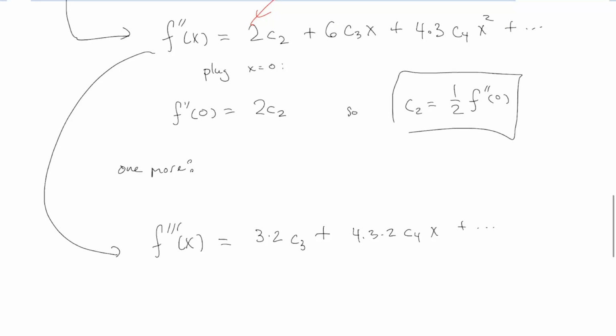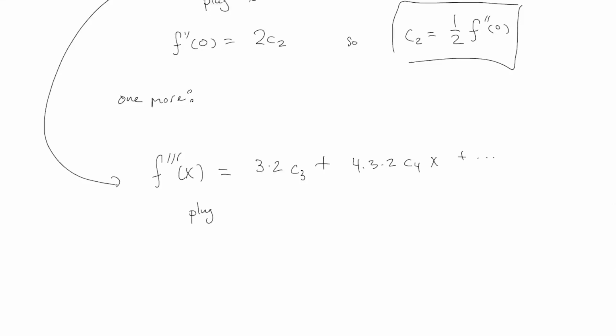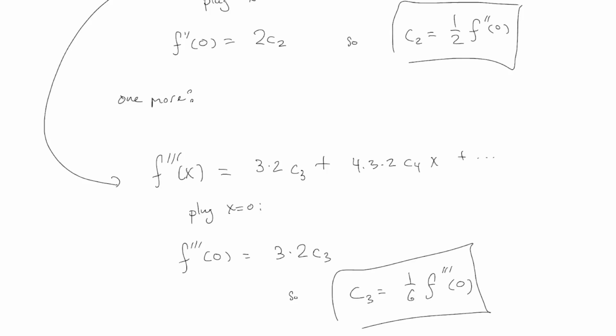Perhaps you can. Anyway, when we plug in x equals 0 here, it now says on the left side f triple prime of 0, on the right side 3 times 2 times c3. So c3 is 3 times 2 is 6, so this is really 1/6 f triple prime of 0. All right? So there is some kind of weird pattern in these coefficient numbers. c1 gives you 1/2. c3 gives you 1/6. Anybody want to guess what the next denominator will be? It's always 1 over something.